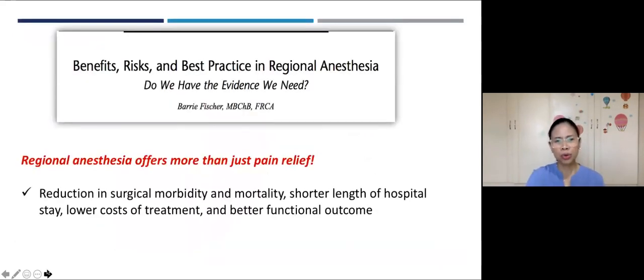Okay? So according to Fisher, in this article, regional anesthesia offers more than just pain relief. So he mentioned articles suggesting that indeed there's a reduction in surgical morbidity and mortality, and there's better functional outcome when patients receive regional anesthesia.